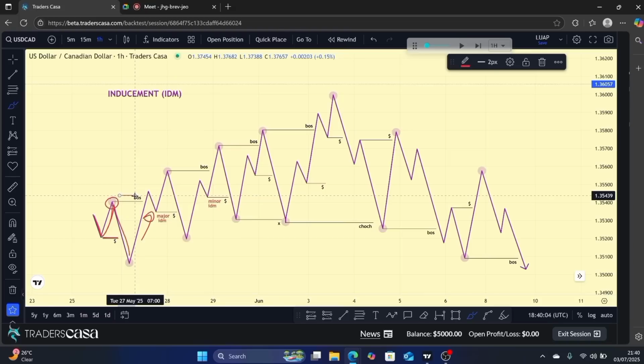So now you know how to identify a break of structure, but can you also know the uptrends and downtrends, when it becomes a downtrend and when it becomes an uptrend?